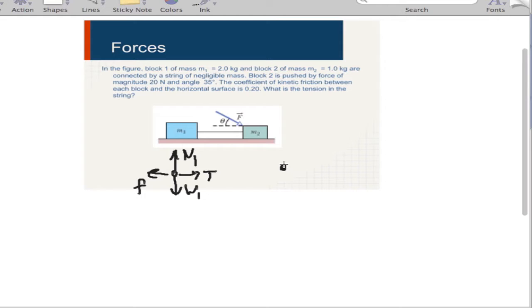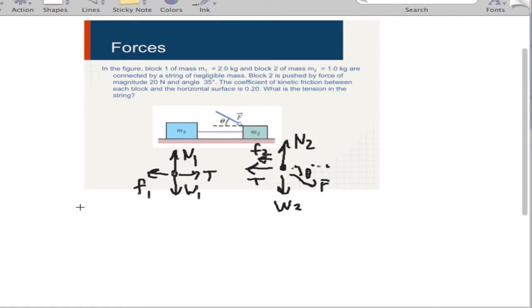And for mass number 2, I'm going to draw a dotted line here, and we're going to have F that points at an angle theta. We're going to have the normal 2 on it, its own weight. We're going to have tension going backwards, and we're also going to have friction. And I'm going to put a little subscript 2 here and a subscript 1 here. So this is what we're dealing with.